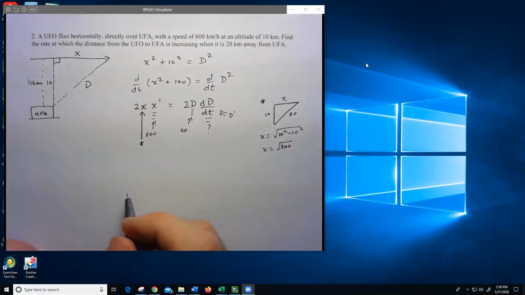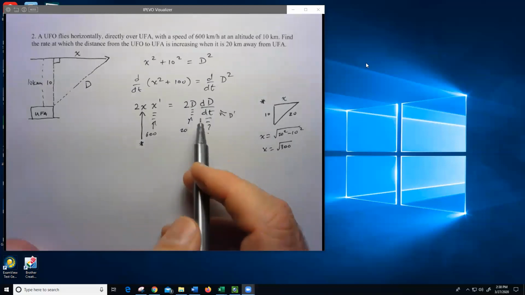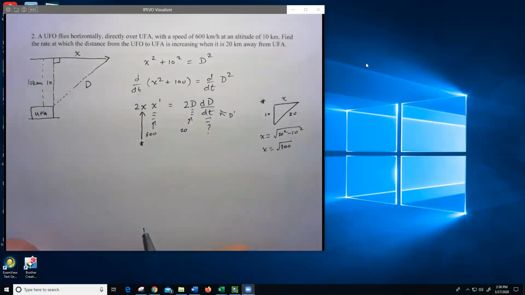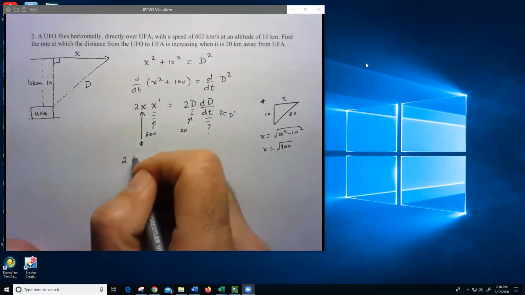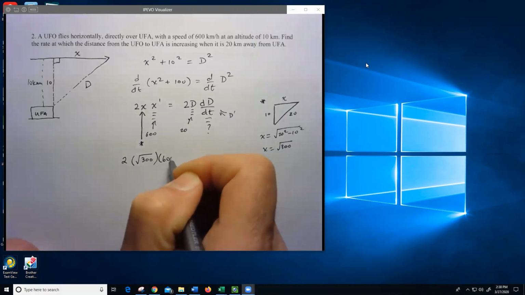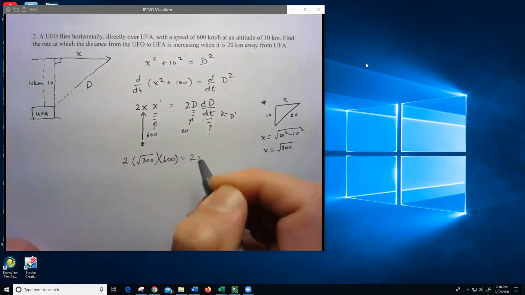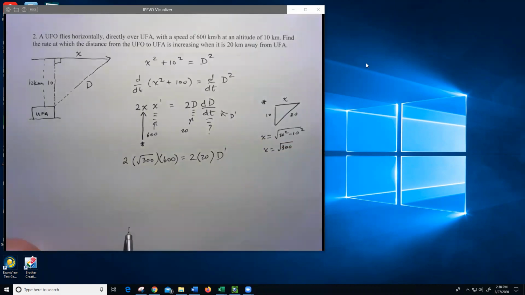Okay, so now I can input everything into my equation, and the only thing I have left is going to be dt. So I have 2 times square root of 300 times 600 equals 2 times 20 times d prime, which is the thing that I'm looking for.